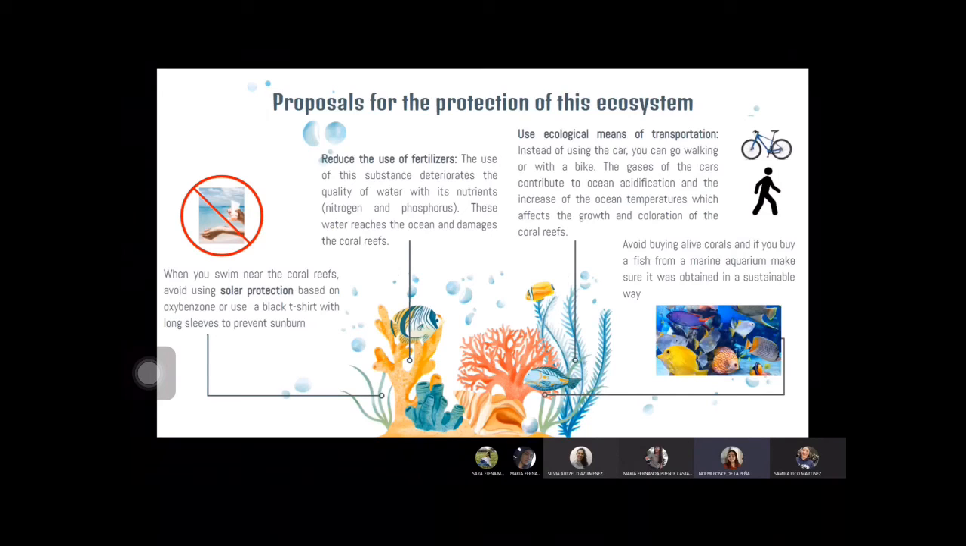Use ecological means of transportation. Instead of using the car, you can go walking or with a bike. The gases of the cars contribute to ocean acidification and the increase of ocean temperatures, which affects the growth and coloration of the coral reefs. And finally, avoid buying live corals. And if you buy a fish from a marine aquarium, make sure it was obtained in a sustainable way.